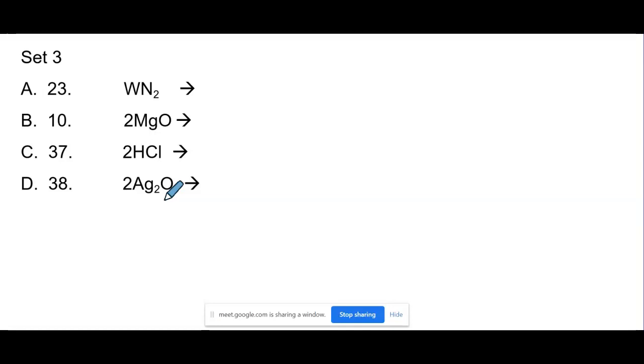Okay, so the only thing this can be is a decomp, because the only thing it can do is break down. There's only a compound. So the only option it has, because it doesn't have anybody it can trade with, right? So it's going to break down to the elements that make it up. So W plus N.